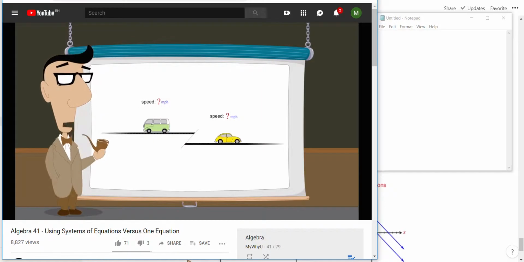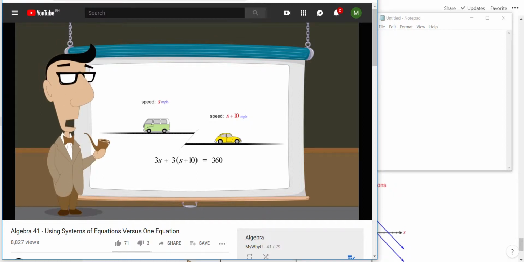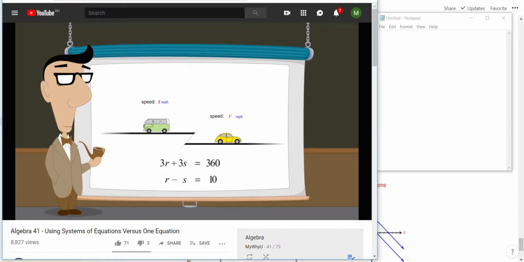So this problem containing two unknowns can be solved by creating a single equation with a single variable, expressing both unknowns in terms of that one variable. Or we can solve this problem by creating a system of two equations in two variables, where each unknown is represented by a different variable.